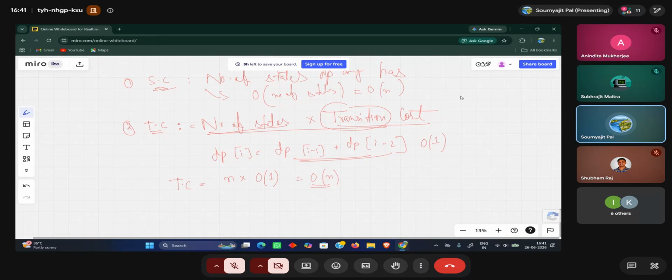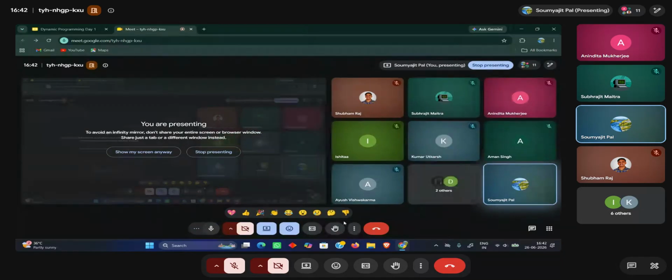If I visualize it in a graph, these are some sub problems, 1, 2, 3, dot dot dot i, and these are my transition costs. Each has a particular constant transition cost, that is C. The time complexity would be the area under this curve. I hope you're able to understand why this formula is written here.